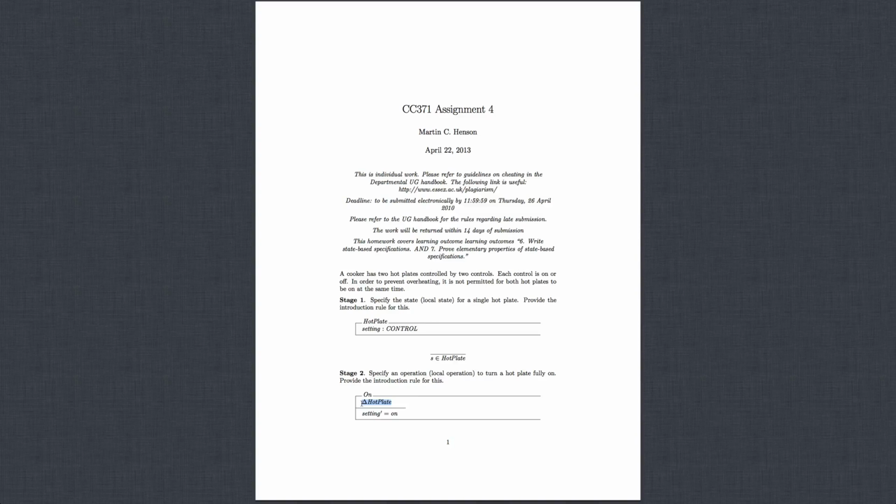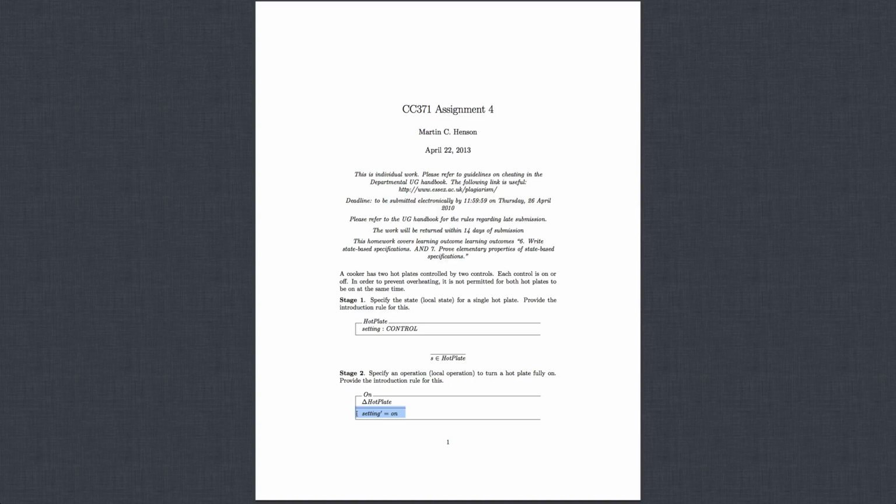One is setting, which is the value before the operation, and setting prime, the value of the observation after the operation has taken place. And there is a constraint in this case, and it's down here, and it says simply that afterwards, in other words, the setting prime value will be on.